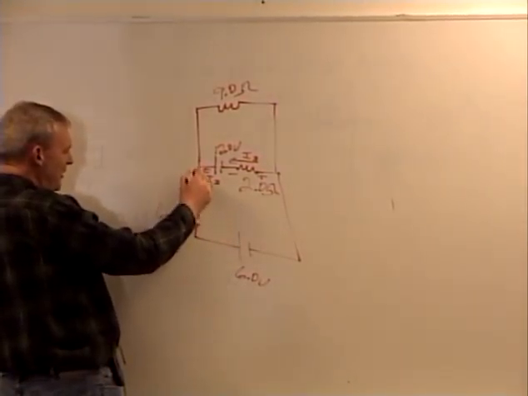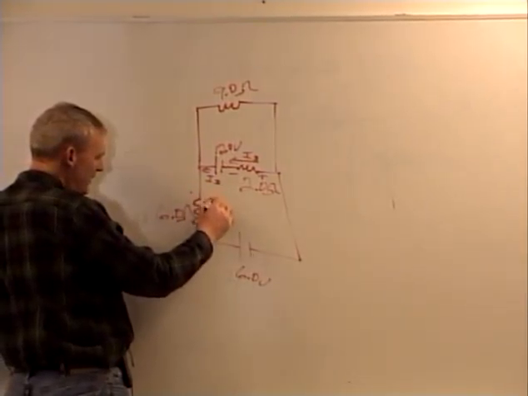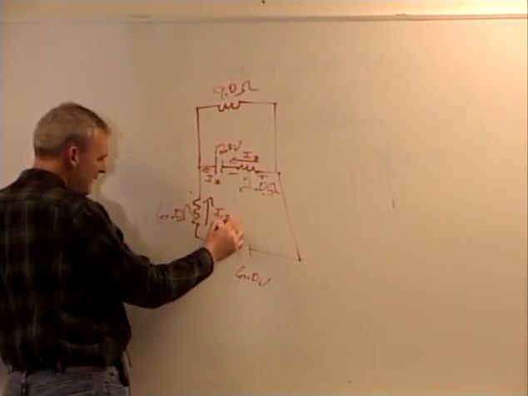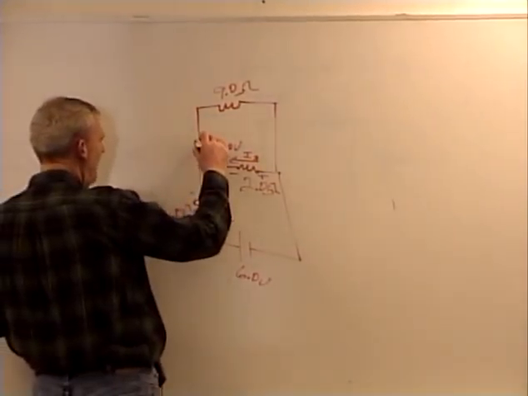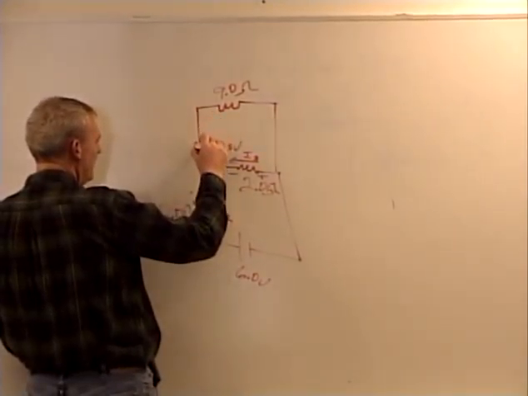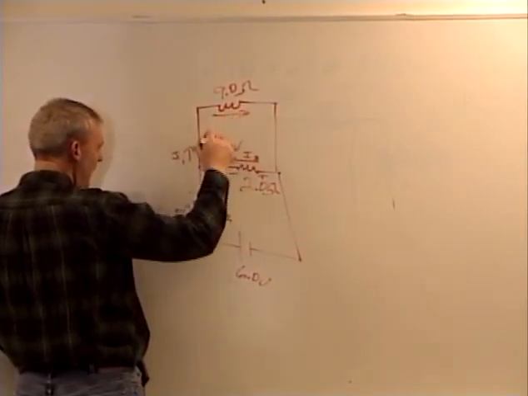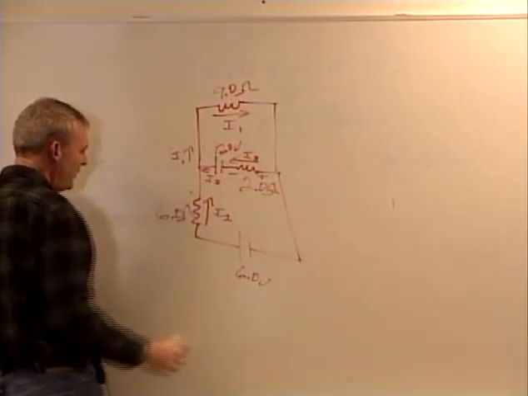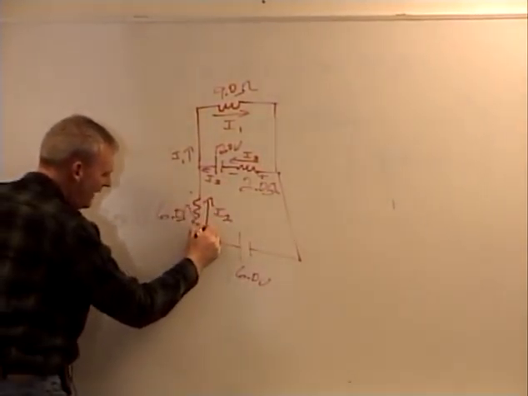Since this does have current pushing up this way, I'm going to say that I2 is going like this. I'll say that I2 is coming up like that. And I'm also going to say that I1 is going up here like this. But that means it'll also be going across here like this. So everywhere I've got a current in the direction of the arrow, I say, okay, that's a drop.